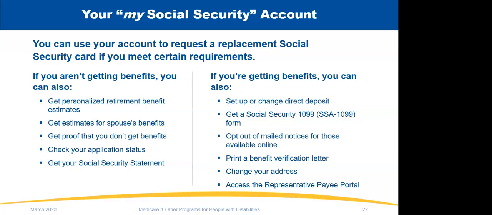If you're already receiving benefits or if you're already enrolled in Medicare, you can make some changes to your record if you have that My Social Security account. You can change your direct deposit, your phone number, your address, get a replacement 1099, a replacement Medicare card, a replacement 1042S if you have self-employment. If you're tired of receiving all those mailed notices from Social Security, you can opt out of the mailed notices and receive those notices online. Print out that benefit verification letter showing how much you're receiving from Social Security, and you can access the representative payee portal.